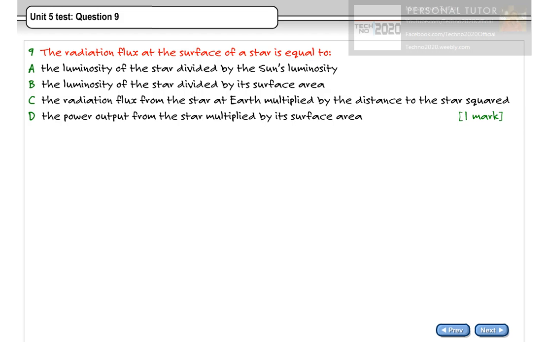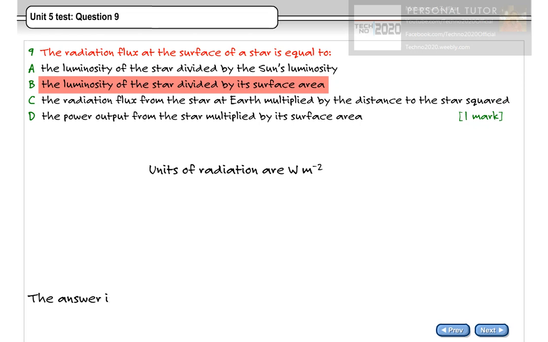Radiation flux is measured in watts per square metre. It measures the power per unit area through a surface. You may remember that the Sun produces a radiation flux of more than 1,000 watts per square metre at the Earth's surface. Only option B has a phrase implying per unit area in it, and it also has the power. So the answer is B.